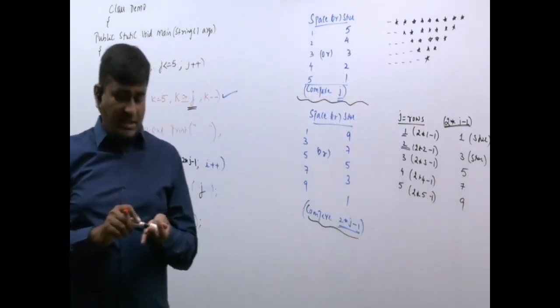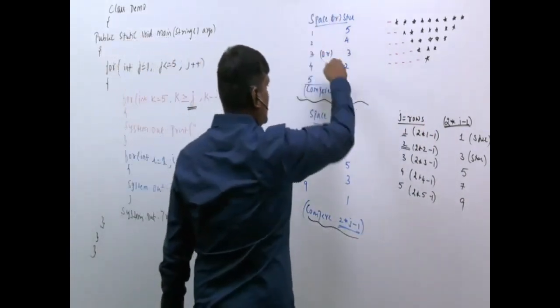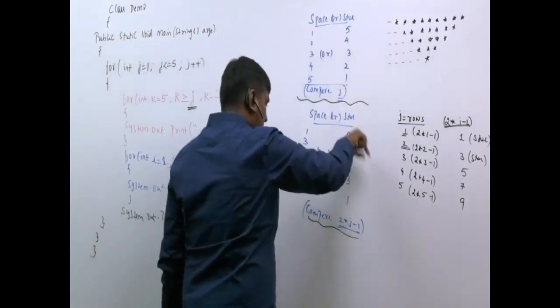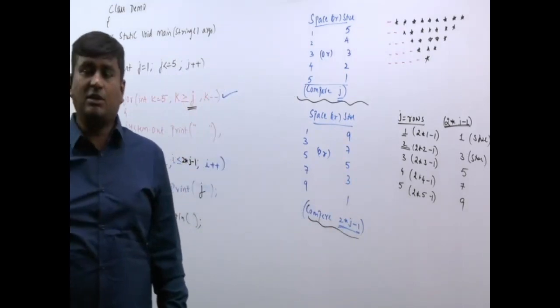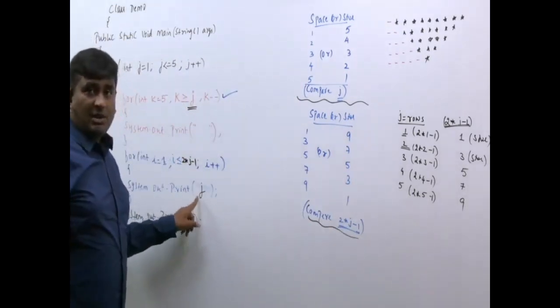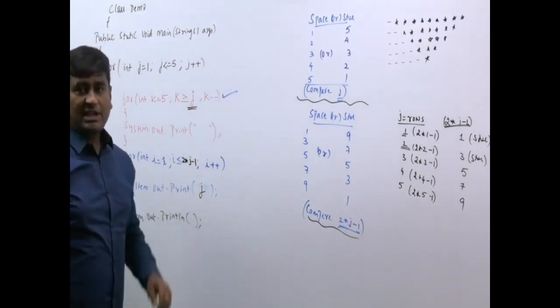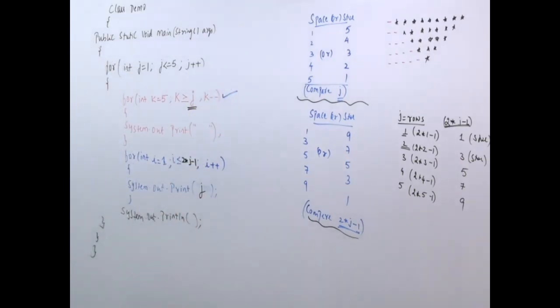I want you to try this code. I told you whenever it is in this fashion, compare with J. Whenever it is in this fashion, compare with 2J minus 1. What change will you make? You will get the output. Just change it, but be careful. Here you should make it a star because you are printing in terms of stars. Make the change and let me know the output. Just pause and try this program.